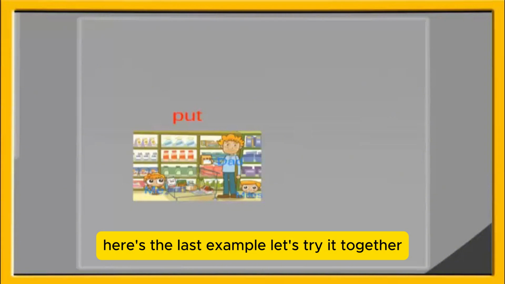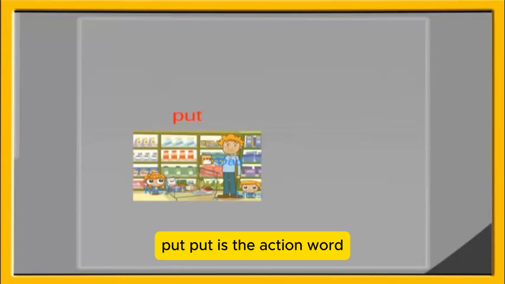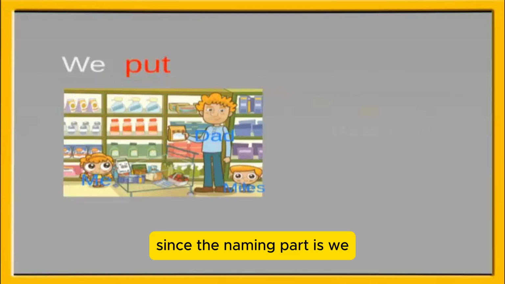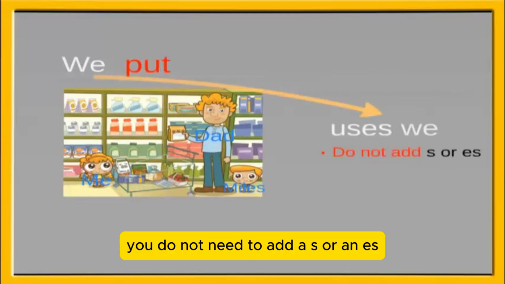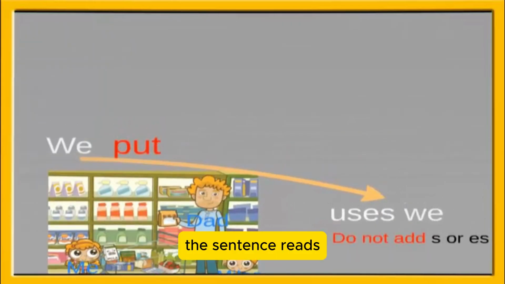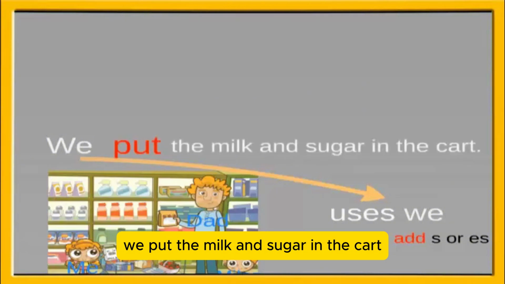Here's the last example. Let's try it together. Put. Put is the action word. It is a verb. Who does the action? We. We is the naming part. Since the naming part is we, you do not need to add an S or an ES to the end of the verb. The verb stays the same. The sentence reads, we put the milk and sugar in the cart.